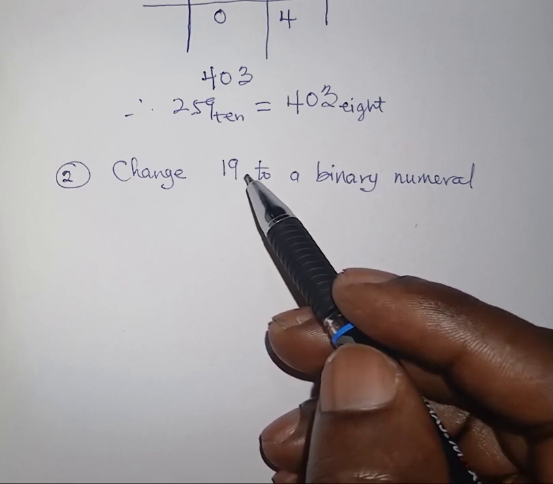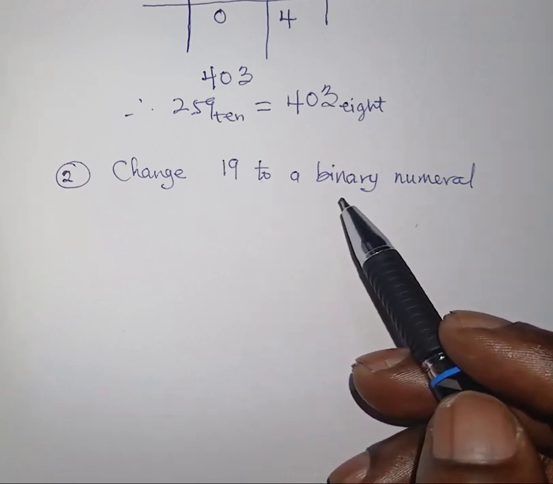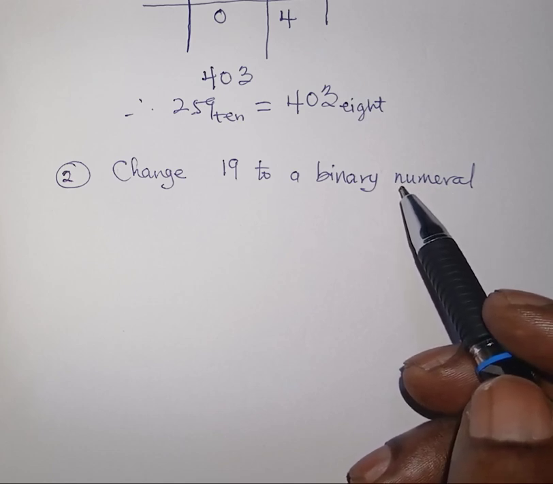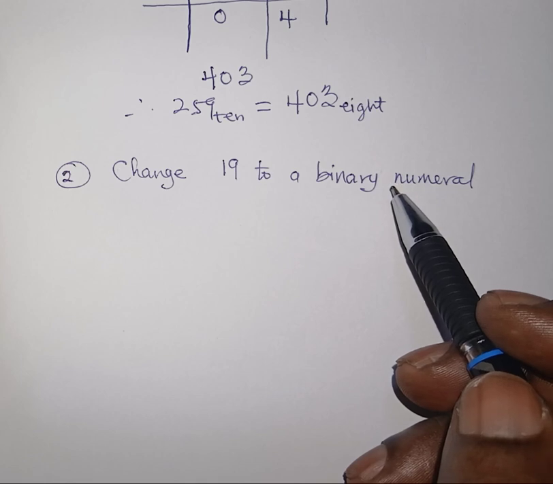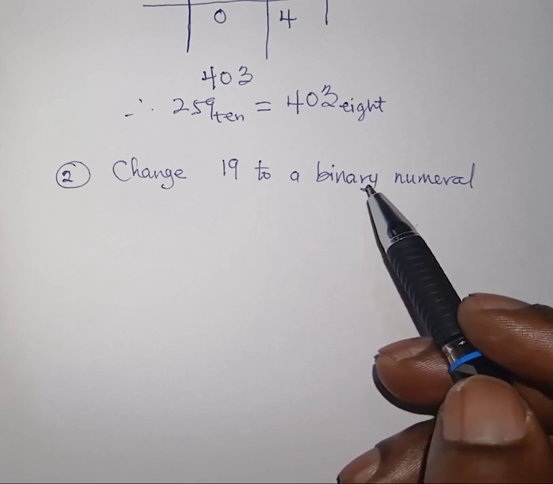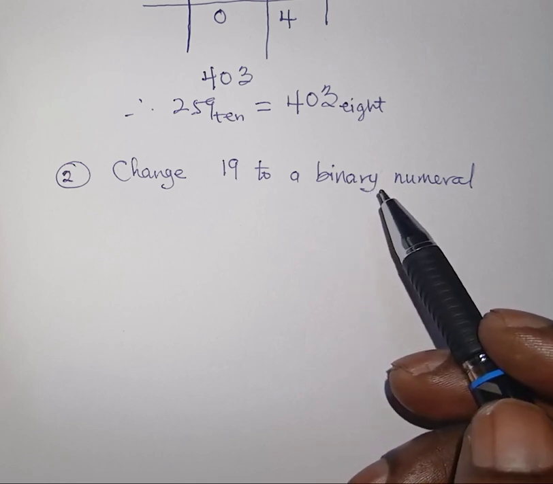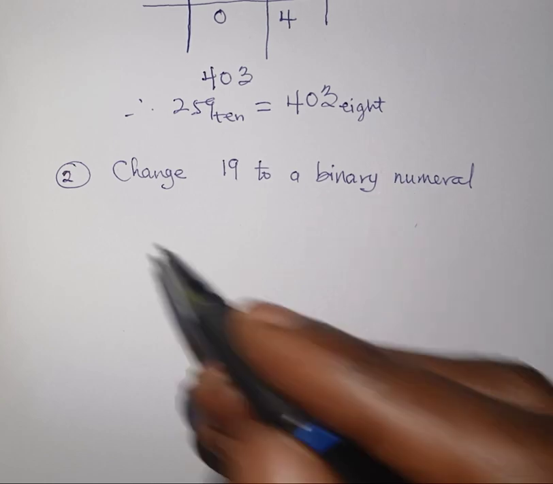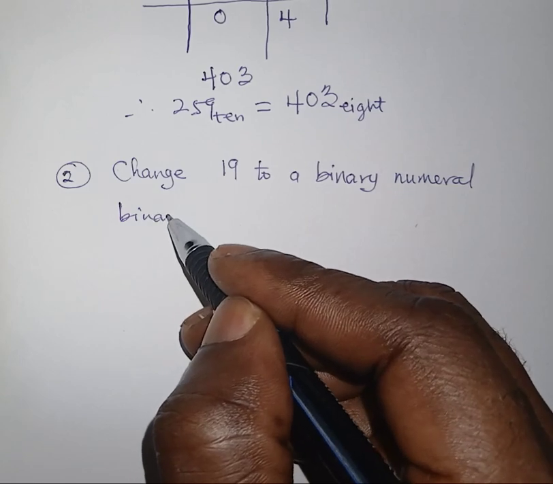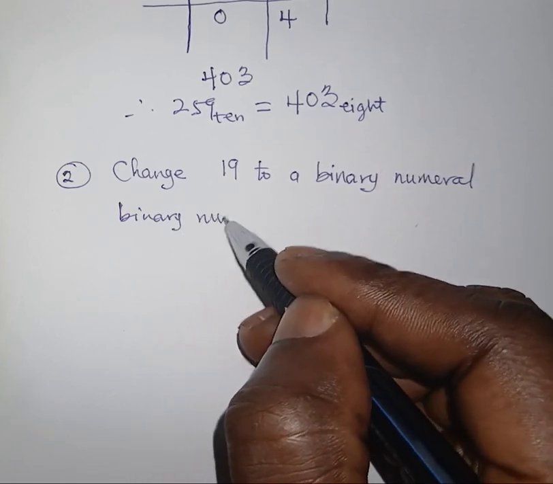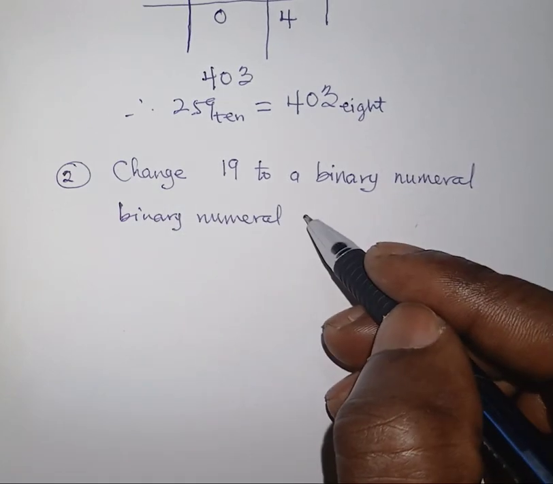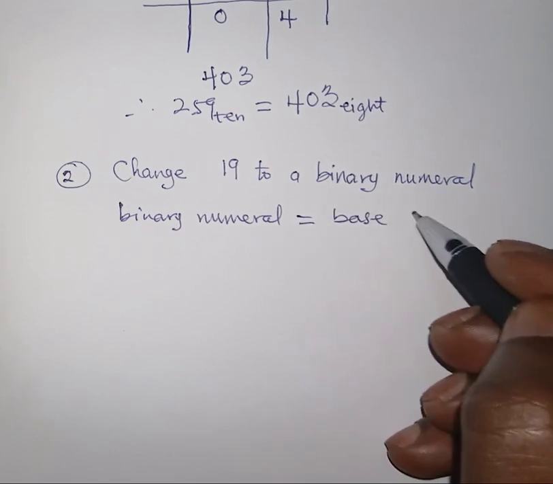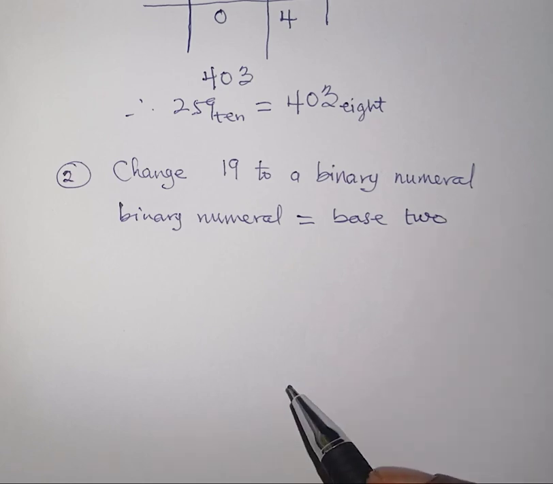So it is in base 10, and we are asked to change to what? A binary number. When we say a binary number, what base are we talking about? Note that the moment you see a binary number, you are talking about base 2. It means you have to change to base 2. So binary numeral is the same as base 2. So take note of that.